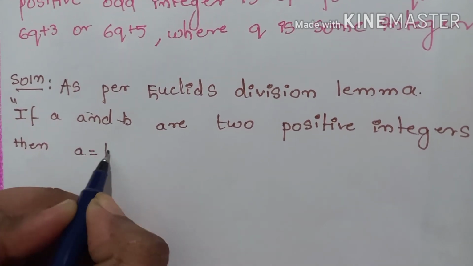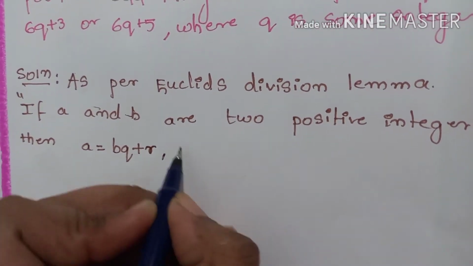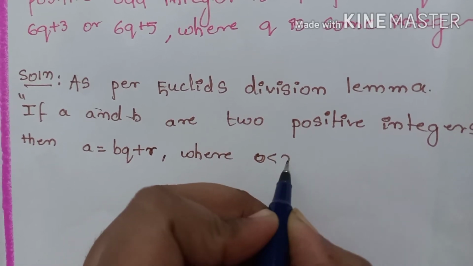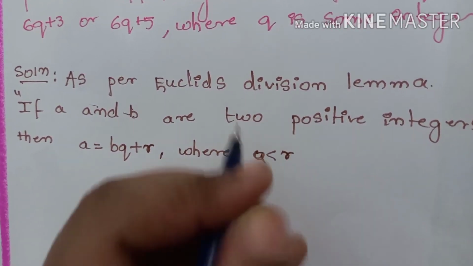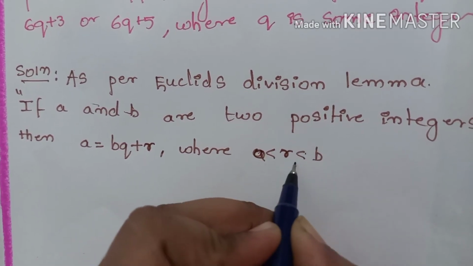then a is equal to bq plus r. This is the standard form, where the remainder r lies between 0 and b, that is 0 less than or equal to r less than b.